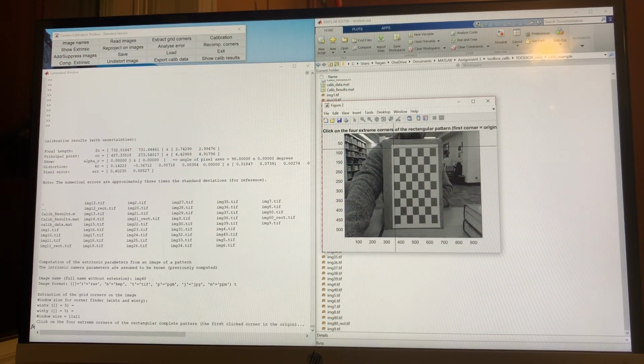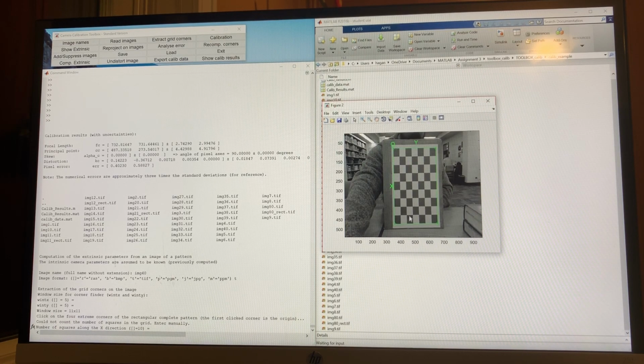The first thing we do is click each one of these corners, and we always make sure that we click the origin first. Then once we click the last corner, we have to be careful that we land right on the edges or the points, at least within 5, otherwise we can add distortion into the system.